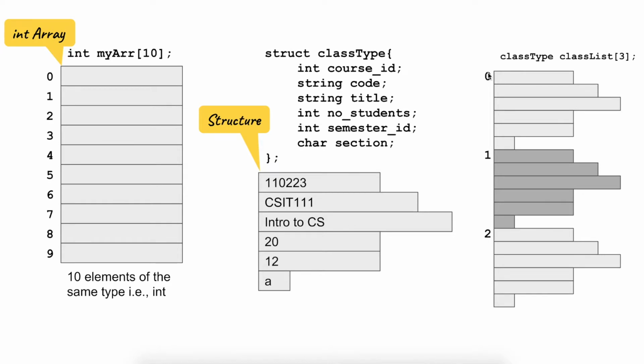Each member inside this is referenced with respect to this variable name. So over here, you can say class list 0 dot course ID is right here. Class list 0 dot code is here. Class list 0 dot title is this. And class list 2 dot course ID is this one. I hope you get an idea of why you would need structures and what structures are all about. Now we're going to write some code to bake these concepts into our minds, and let's move to the compiler.